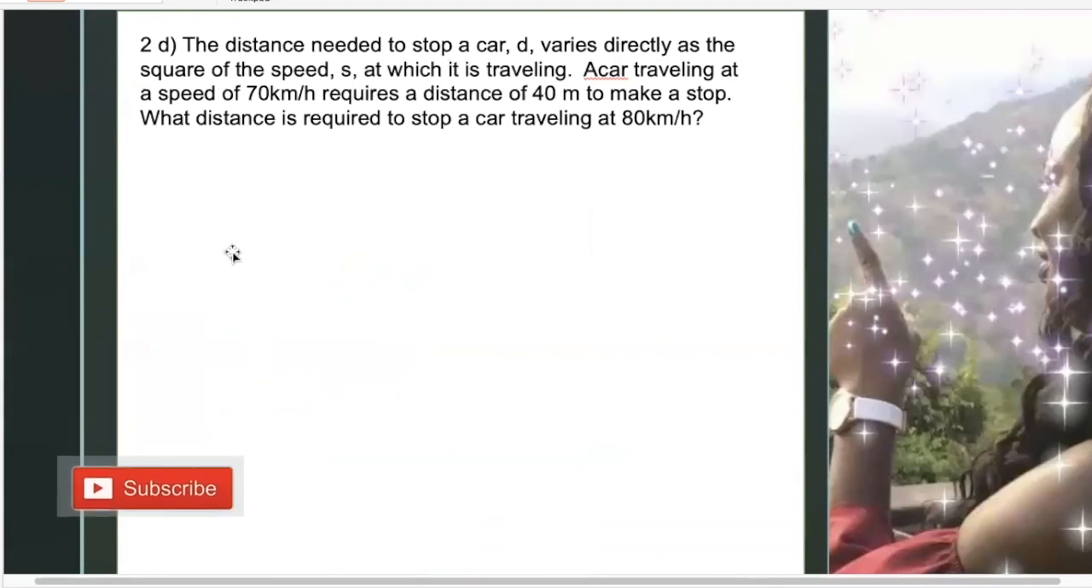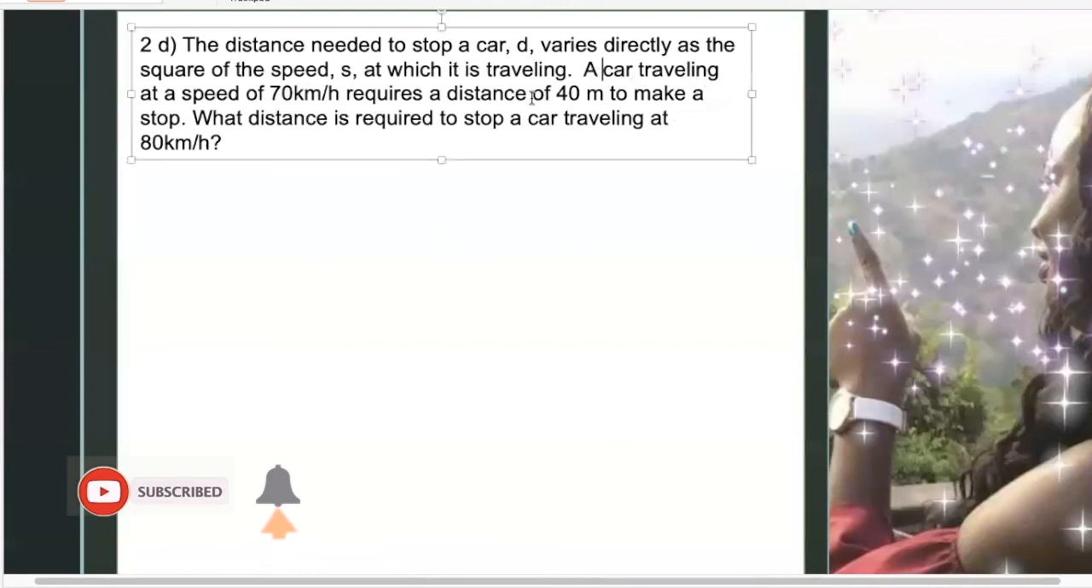Now the final question is question 2D. Here we're given that the distance needed to stop a car, D, varies directly as the square of the speed S at which it is traveling. A car traveling at a speed of 70 kilometers per hour requires a distance of 40 meters to make a stop. What distance is required to stop the car traveling at 80 kilometers per hour?